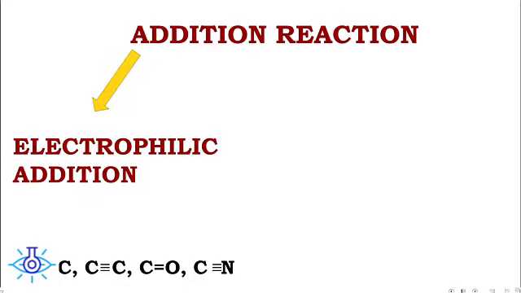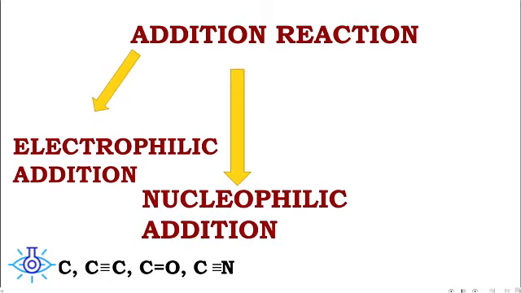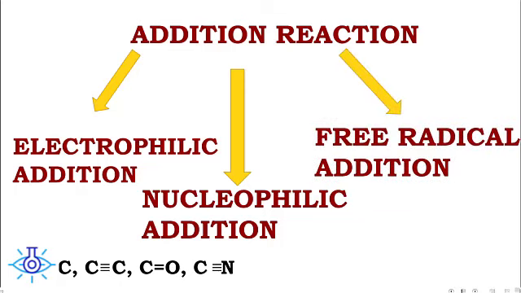Normally, addition reactions are undergone by unsaturated compounds containing double bonds and triple bonds or carbonyl groups and cyano groups. Addition reactions are also of three types: electrophilic addition, nucleophilic addition, and free radical addition.